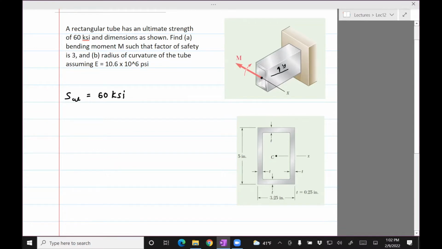Say that again. It's the ultimate strength. So on the stress strain curve, there is a yield strength, and then at some point there's an ultimate strength.